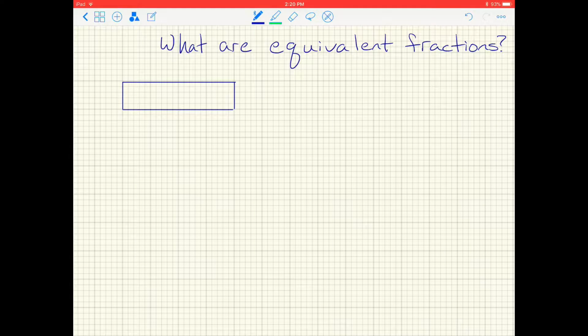Howdy. So what are equivalent fractions? You hear that term all the time in math class. They are super useful. You really need to understand what equivalent fractions are.